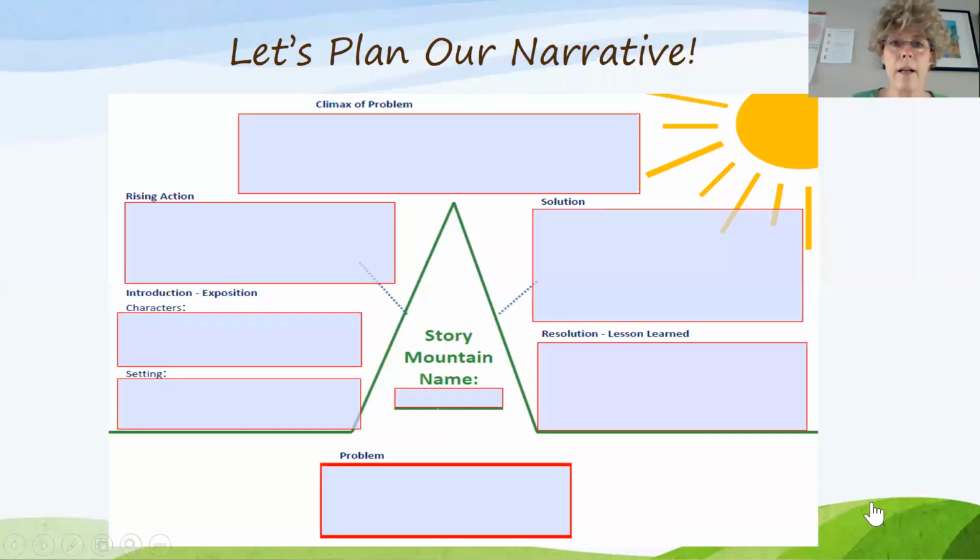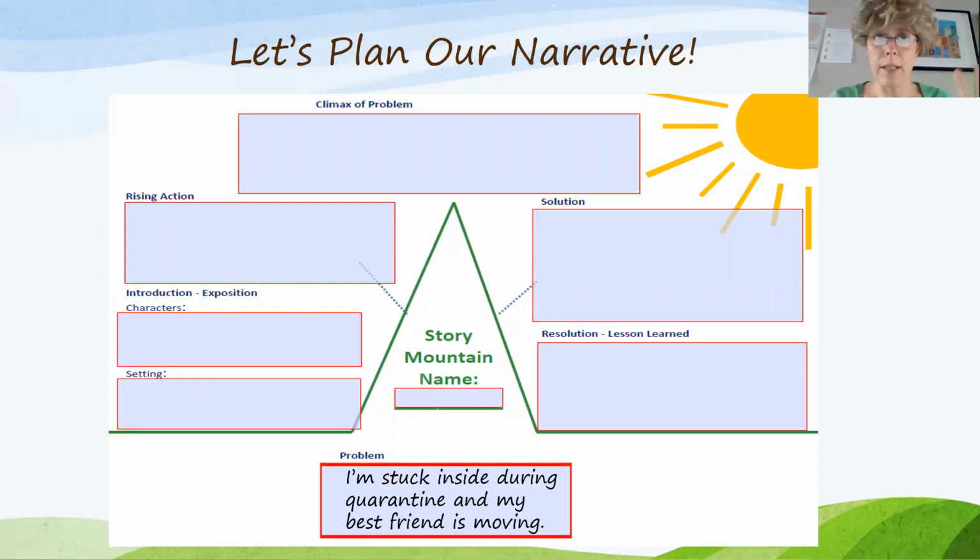So let's plan a narrative. Let's see how we can do this. First, we need to have a problem. We can't write a story if we don't really know what we're going to write about, what the problem is. So the problem that I'm going to write about is I am going to pretend that I'm in 5th grade and I'm stuck inside during my quarantine and I'm bored and I miss my friend.